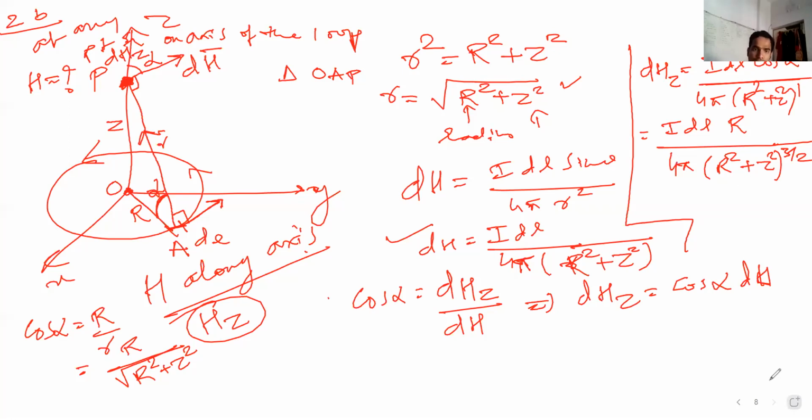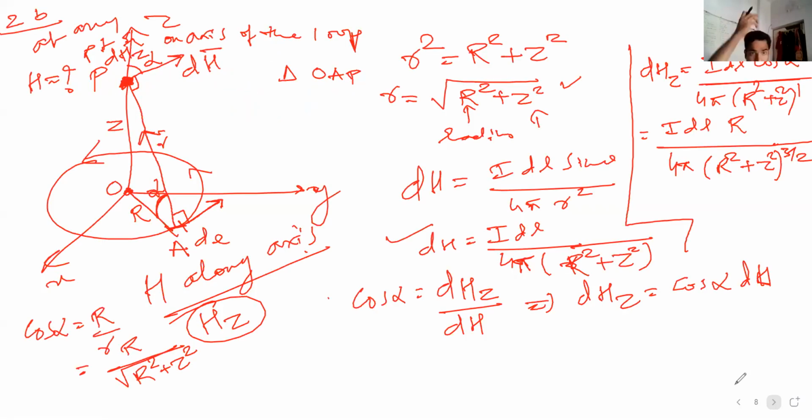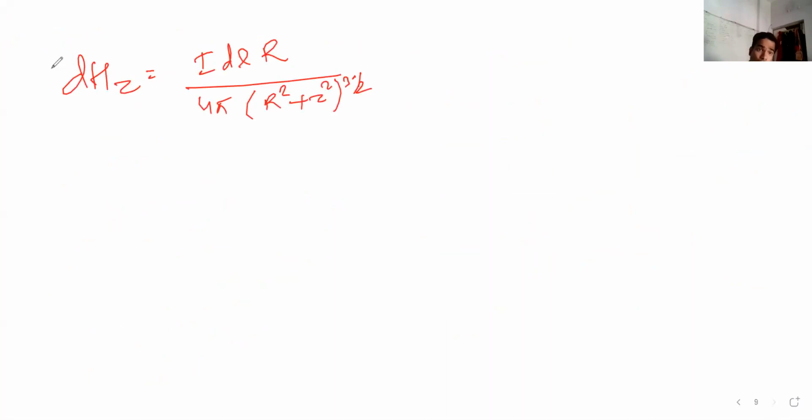So what I've got is dHz as I dl into capital R upon 4 pi, r square plus z square raised to 3 by 2. Now how will I integrate this? So if I integrate this, how should I integrate this? Can someone tell me?